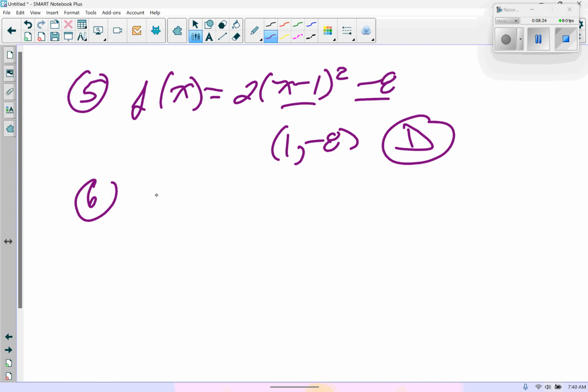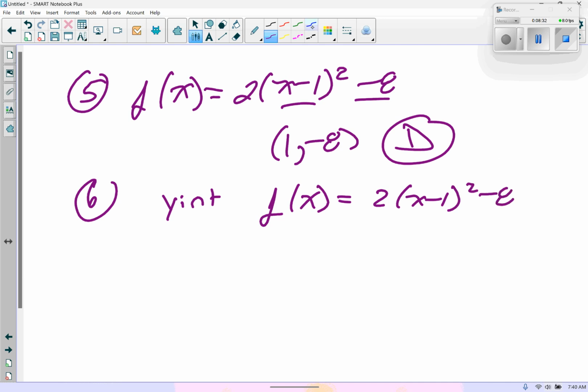Number 6, what is the y-intercept of this? So for the y-intercept, I'm going to plug 0 in. So 0 minus 1 is -1. -1 squared is 1. 1 times 2 is 2. 2 minus 8 is -6. So 0, -6, which looks like answer B.